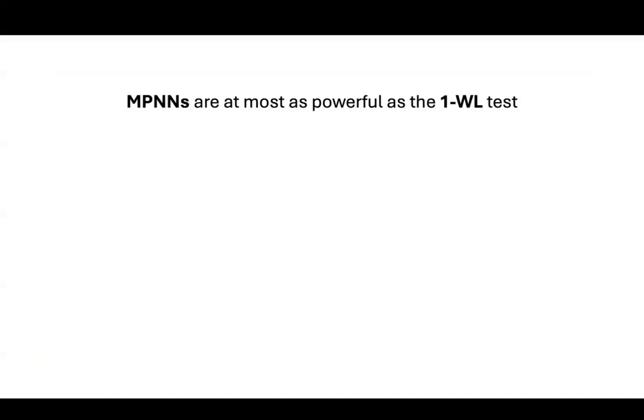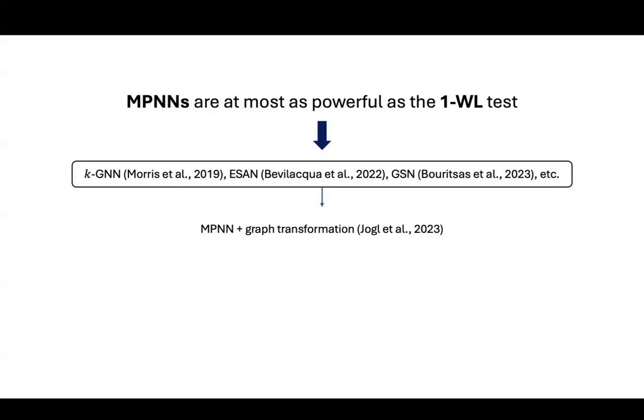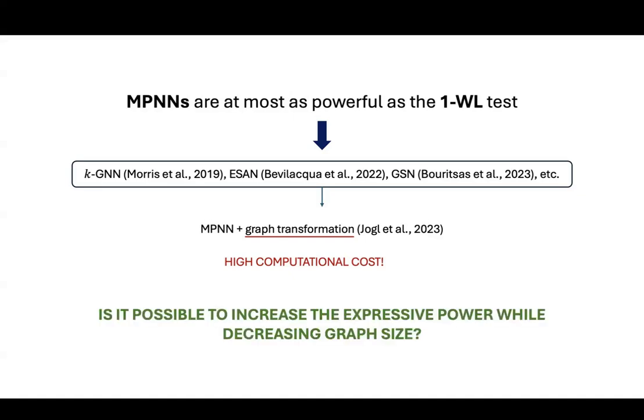Message passing neural networks are known to be at most as powerful as the 1WL test in distinguishing between graphs. In order to go beyond this limit, several different graph neural networks have been proposed, like higher order GNNs like KGNN, or subgraph-based GNNs like ISAN or GSN. It has been proved that this kind of more powerful graph neural networks are equivalent to standard message passing on a graph transformation, where this kind of graph transformation involves increasing the number of nodes in the graph, and so they lead to high computational cost. So a natural question arises: is it possible to increase the expressive power while decreasing the graph size?